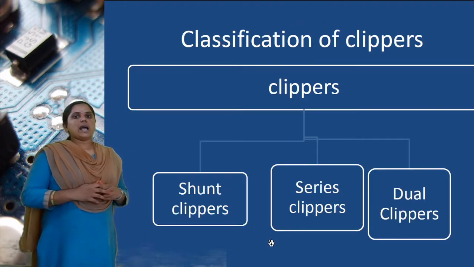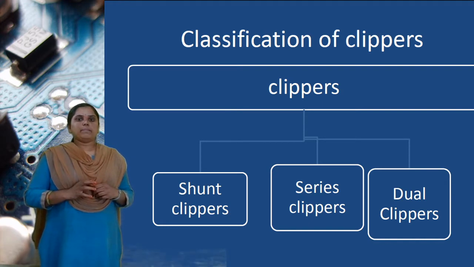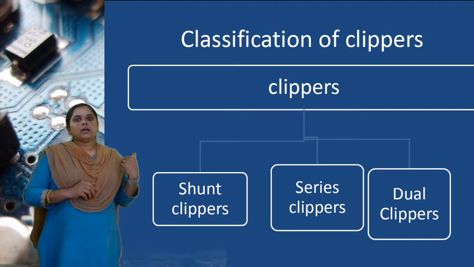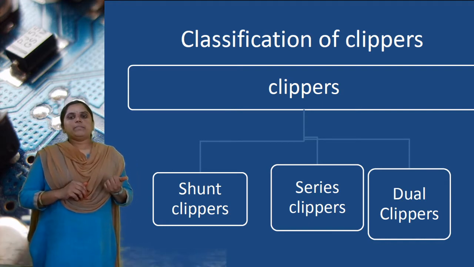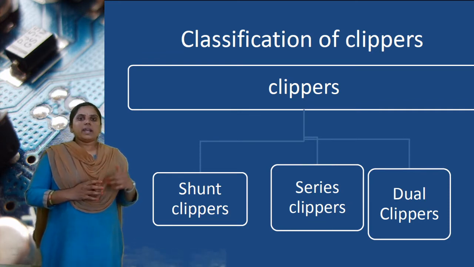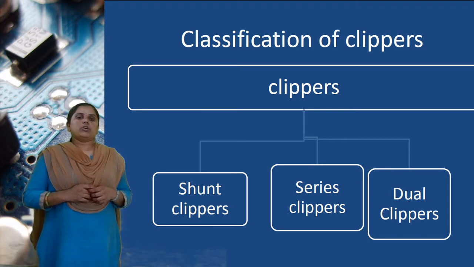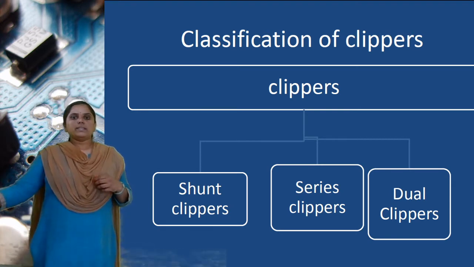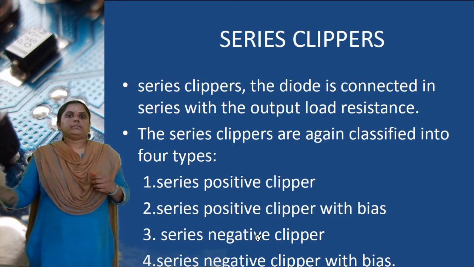Next, this is the classification of clippers. Clippers are classified into two types, shunt clippers and series clippers, and one more is also the dual clipper. In the previous session we discussed the shunt clipper, so now we discuss the series clipper.